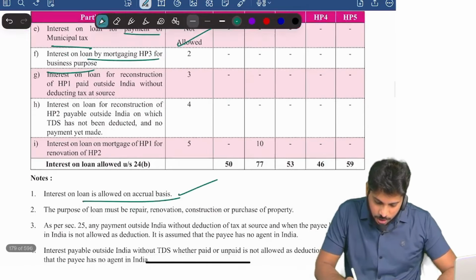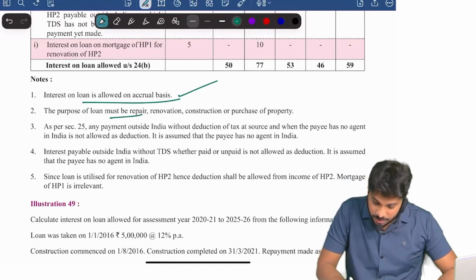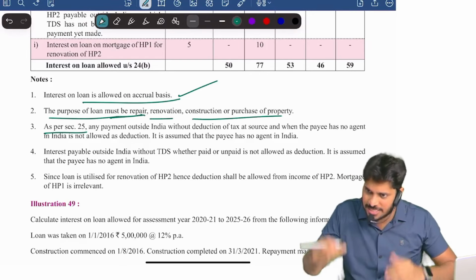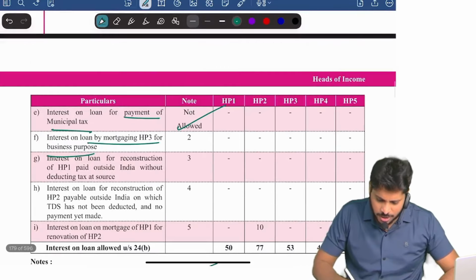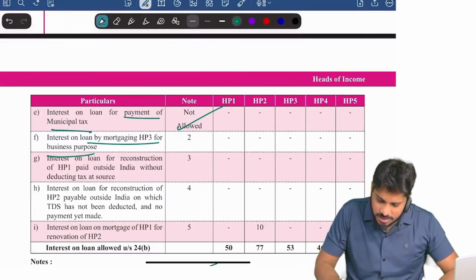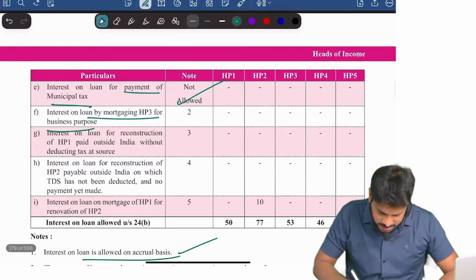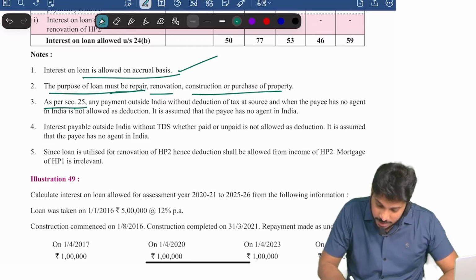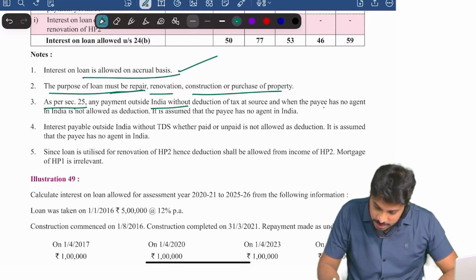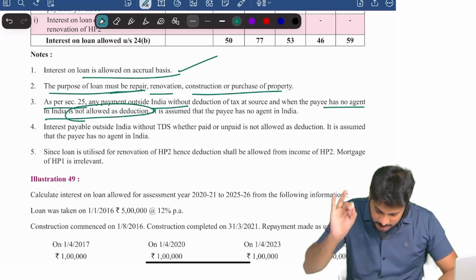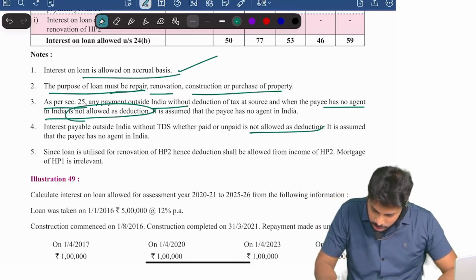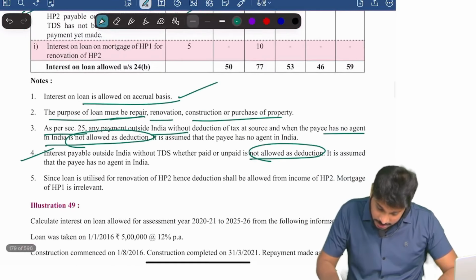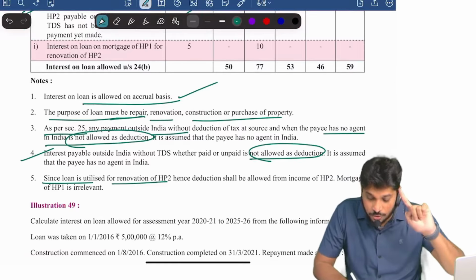Interest on mortgaging house property 3 for business. The purpose of loan must be repair. Yeah, correct. Which means indirectly it is not allowed because you are using it for business or profession. Therefore, it is not allowed as deduction. Our answer is right. Interest on loan paid outside India, not allowed. Remember section 25. So without deduction of TDS, it is not allowed as deduction. Here also not allowed as deduction. Interest payable outside India, yes or no? Note number 4 and 5 allowed, since loan is used for renovation of house property 2.